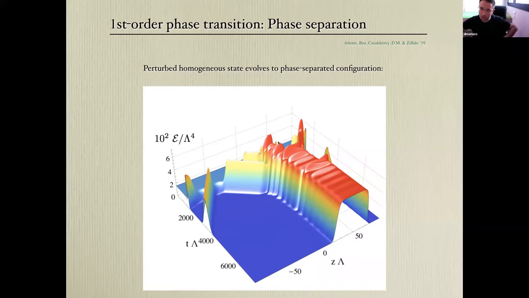This splits into one high energy horizon and one low energy horizon. And then if you compute the surface gravity, you see that it's constant all along the horizon from here to here to here, despite the fact that the energy density is changing.